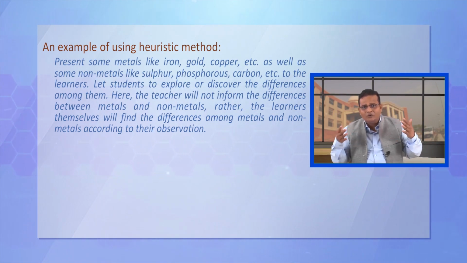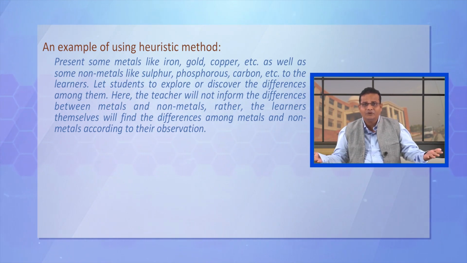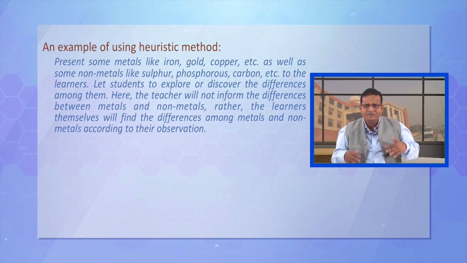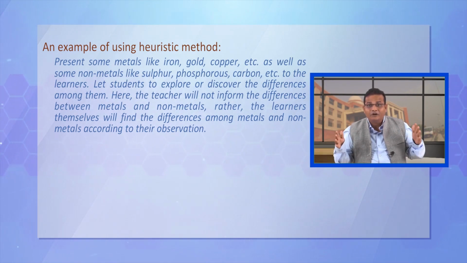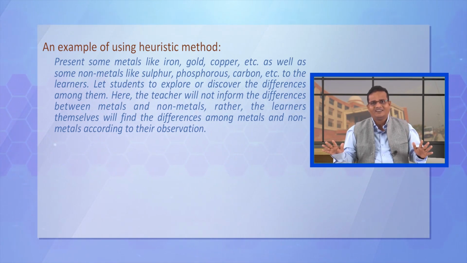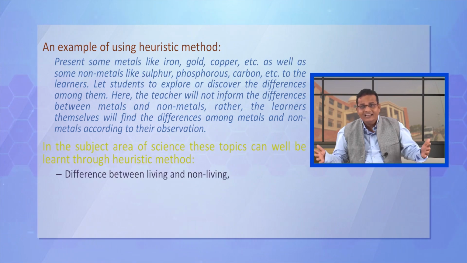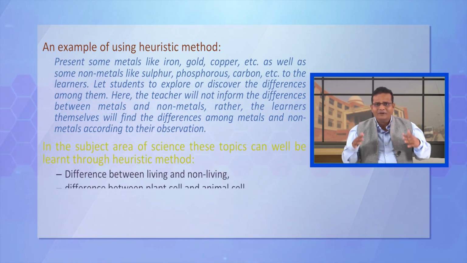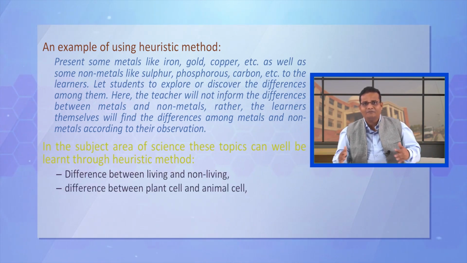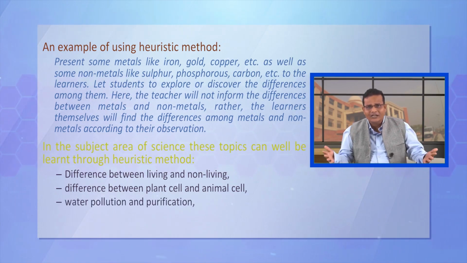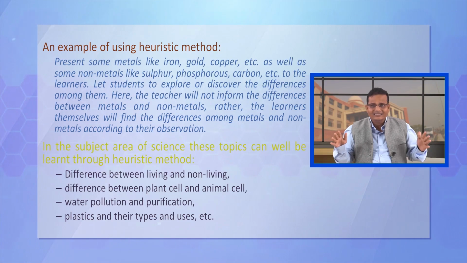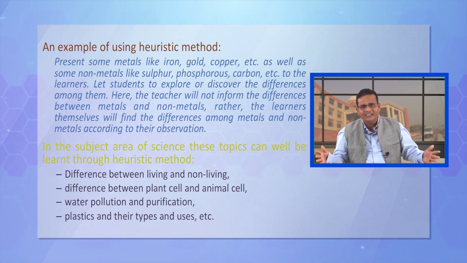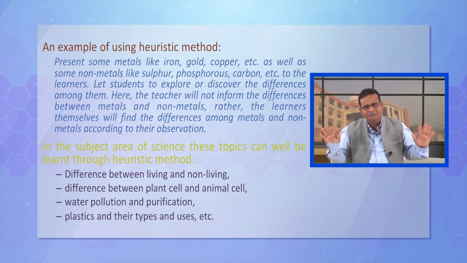Here, the teacher will not inform the differences between metals and non-metals. Rather, the learners themselves will find the differences among metals and non-metals according to their own observation. Difference between living and non-living, difference between plant cell and animal cell, water pollution and purification, plastic and their types and uses, etc. in subject area of science can well be learnt through this method.